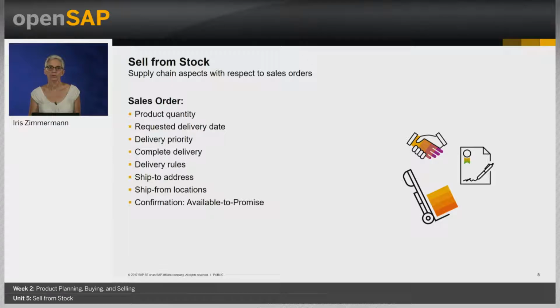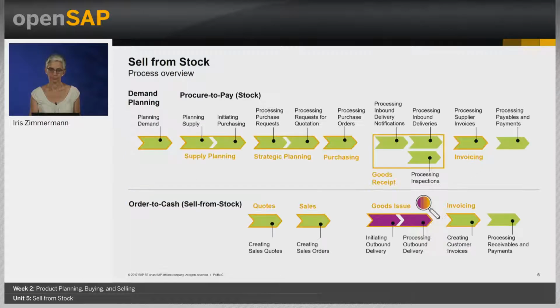With this information, the system proposes the ship-from location and the confirmed date and quantity using the available-to-promise functionality. I will give more background information on the available-to-promise functionality in the deep dive unit. A couple of days before the sales order items are due for shipment, the sales orders can be released to the logistics execution where they show up as delivery proposals. After the release, execution-relevant changes on the sales order items are pretty much limited. This step is usually automated.